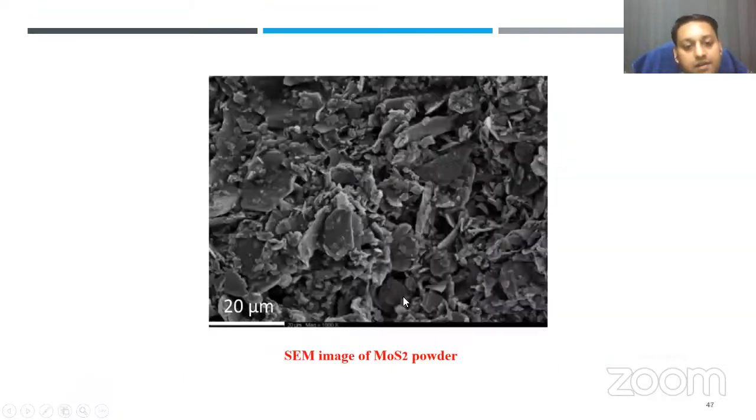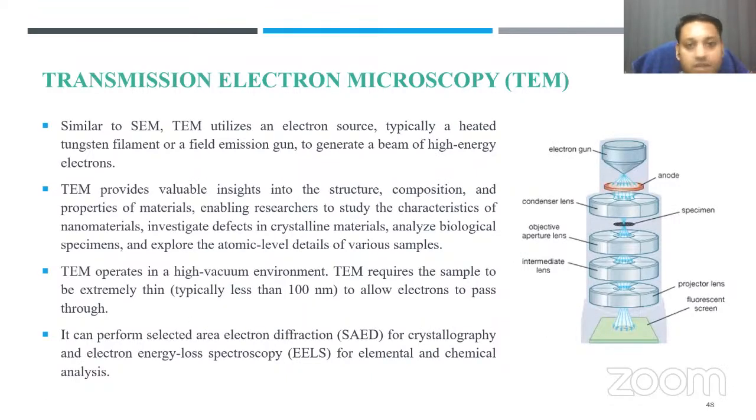This is a standard scanning electron microscopy image of a molybdenum sulfide powder. And then transmission electron microscopy is another microscopy technique. However, this provides even finer insights into the structure, composition and properties of materials, enabling researchers to study the characteristics of nanomaterials, investigating the defects in crystalline materials, etc.